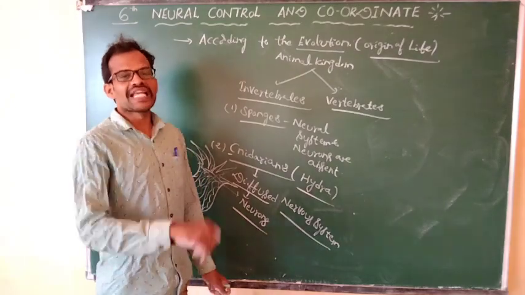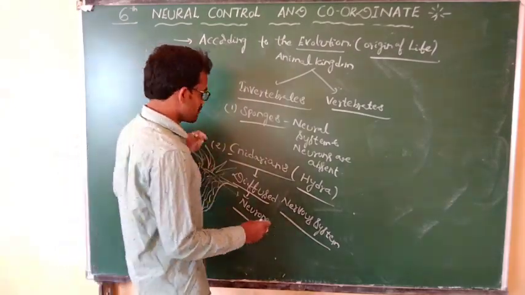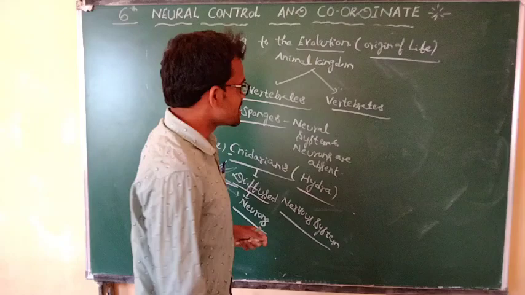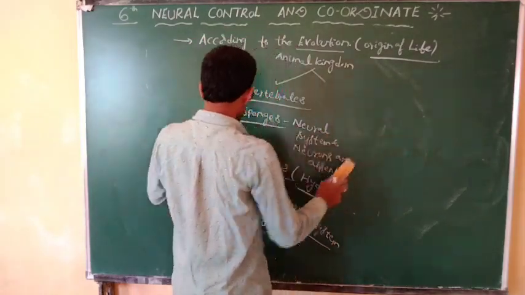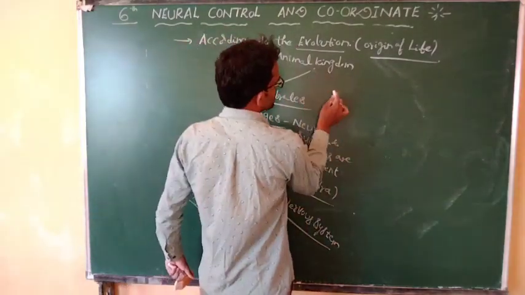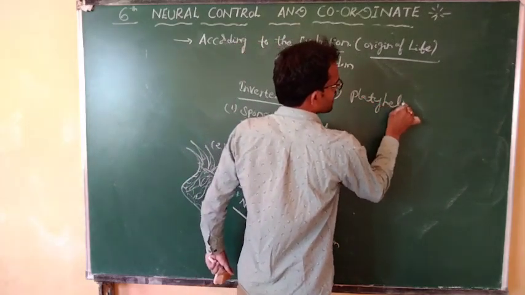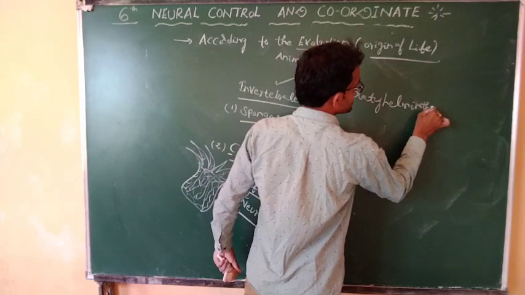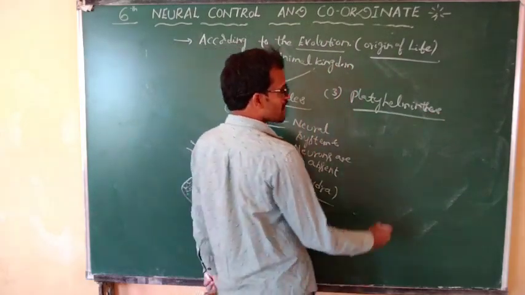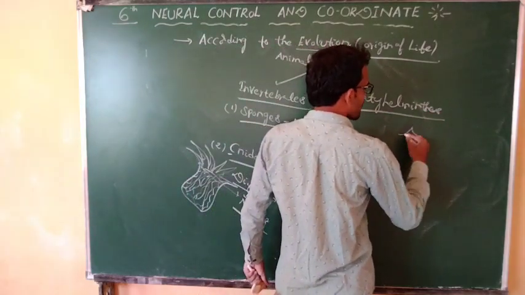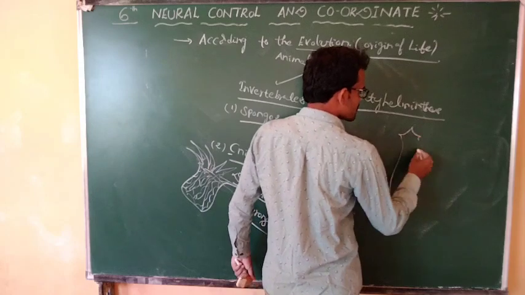After that comes Platyhelminthes, the third category, where the nervous system is also present. Platyhelminthes have a ladder type of nervous system.